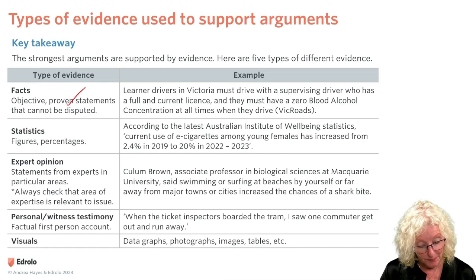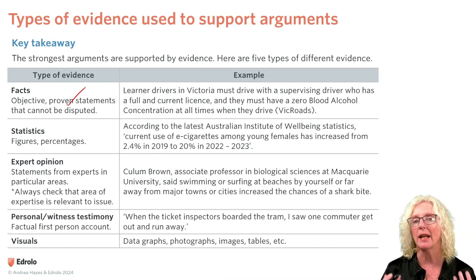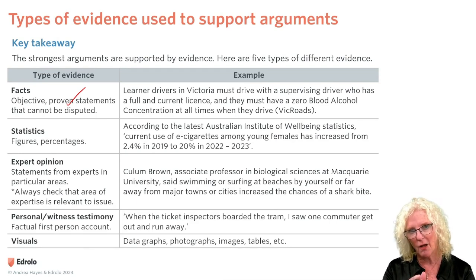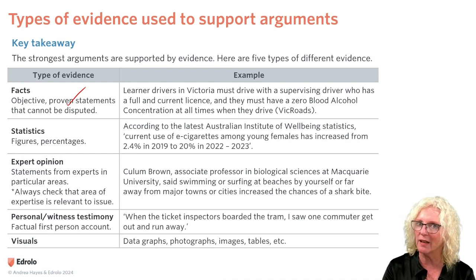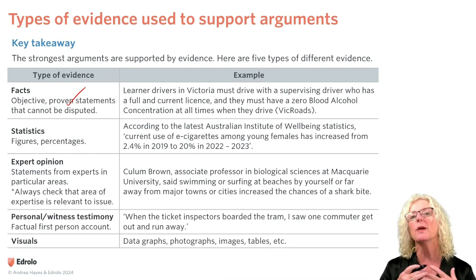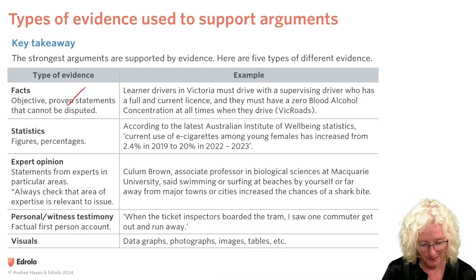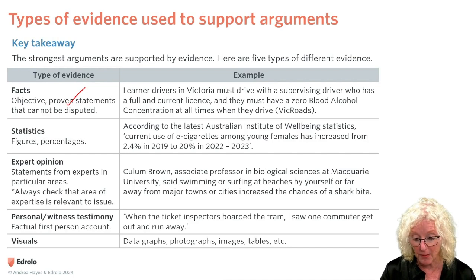Expert opinions: statements from experts in particular areas. Now, you need to be careful here. You need to check that the area of expertise is relevant to the issue. So if we're talking about a medical issue, the expert is not necessarily the doctor of history. We need a medical doctor. For example, Culum Brown, the Associate Professor in Biological Sciences at Macquarie University, said swimming or surfing at beaches by yourself or far away from major towns or cities increases the chances of a shark bite.